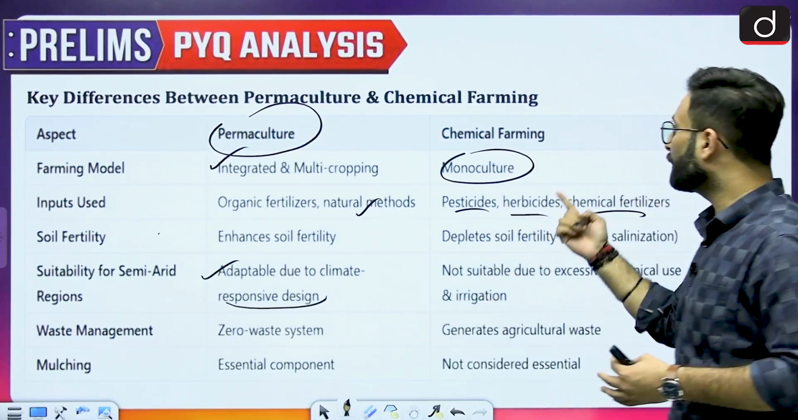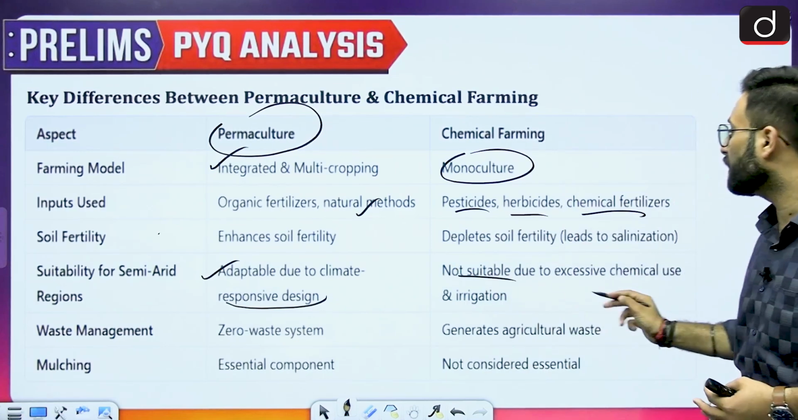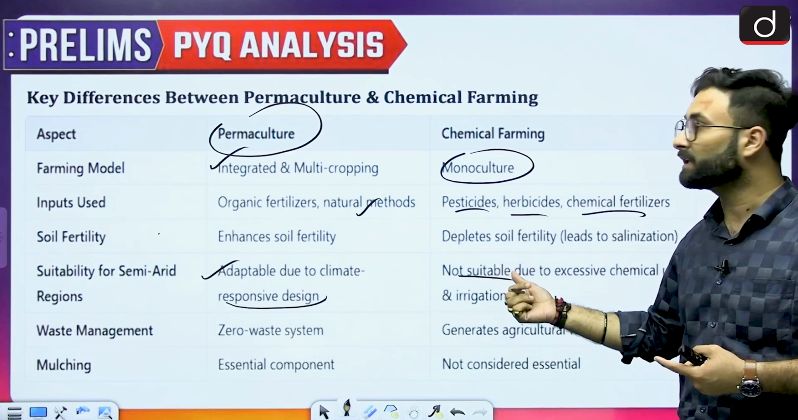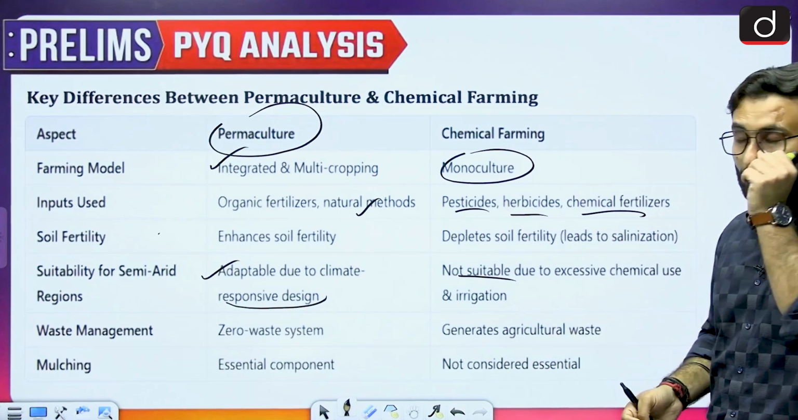Okay, and when we talk about chemical farming, that is not suitable because excessive chemicals are being used. Other than that, you will be using excessive agriculture, so for the semi-arid regions you won't be able to use it.